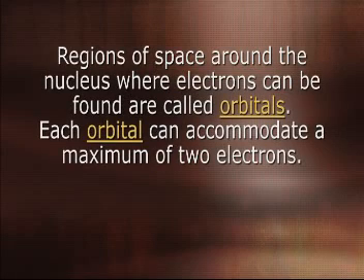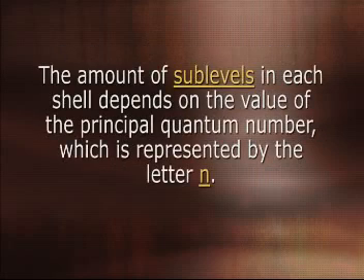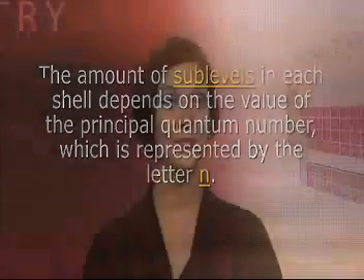Regions of space around the nucleus in which electrons can be found are called orbitals. Each orbital can accommodate a maximum of 2 electrons. The amount of sublevels in each shell depends on the value of the principal quantum number, represented by the letter N. Were these your answers? If so, great job!